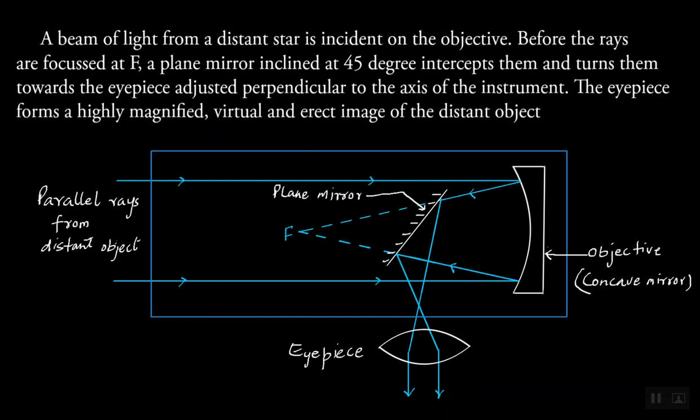So basically a beam of light from a distant star, these parallel rays, suffer reflection on the objective, which is a concave mirror. Before these rays come and focus at this point F, a plane mirror inclined at 45 degree intercepts the rays and turns them towards the eyepiece adjusted perpendicular to the axis of the instrument. The eyepiece forms a highly magnified virtual and erect image of the distant object. So that is the first reflecting type telescope.